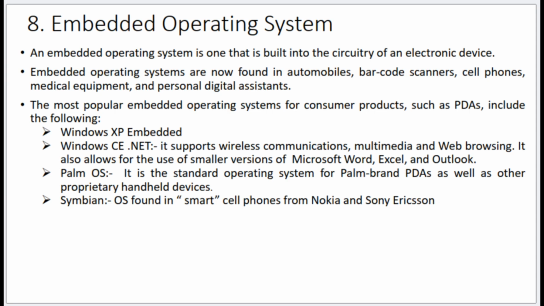8. Embedded operating system: an embedded operating system is built into the circuitry of an electronic device. Embedded operating systems are now found in automobiles, barcode scanners, cell phones, medical equipment, and personal digital assistants. The most popular embedded operating systems for consumer products such as PDAs include the following: Windows XP Embedded, and Windows CE.NET, which supports wireless communications, multimedia, and web browsing. It also allows for smaller versions of Microsoft Word, Excel, and Outlook. Palm OS is the standard operating system for Palm brand PDAs as well as other proprietary handheld devices. Symbian: OS found in smart cell phones from Nokia and Sony Ericsson.